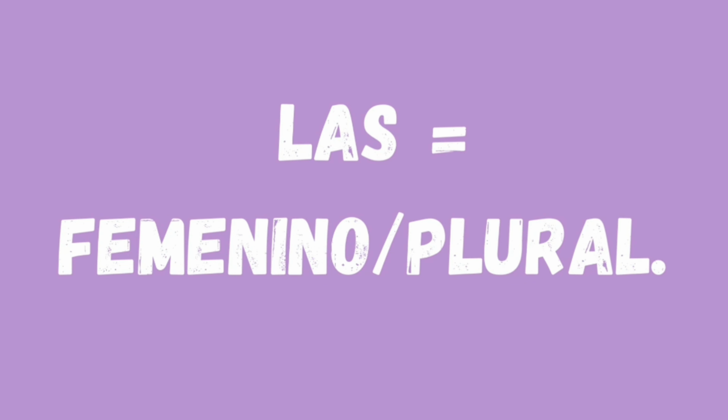Now let's go to our last definite article in Spanish, okay? This definite article is las. We use it when we're talking about plural number, and when we want to give the noun a female gender, then we're going to use las. Plural feminine. Femenino. Plural.